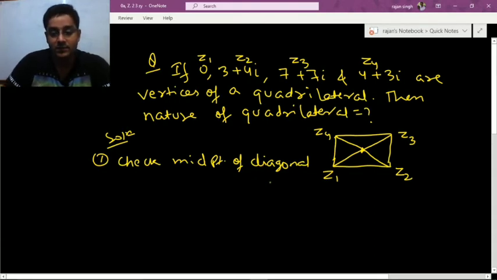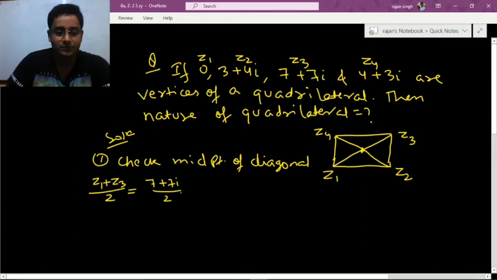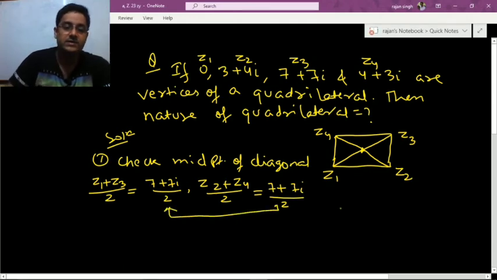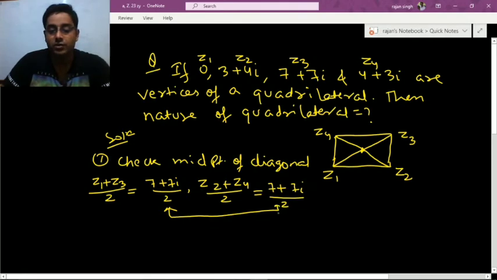The midpoint of the diagonal is (z1 + z3)/2, which is (7 + 7i)/2. Similarly, (z2 + z4)/2 gives the same thing, (7 + 7i)/2. Whenever the midpoints of both diagonals come out the same, we still do not know which quadrilateral this is.